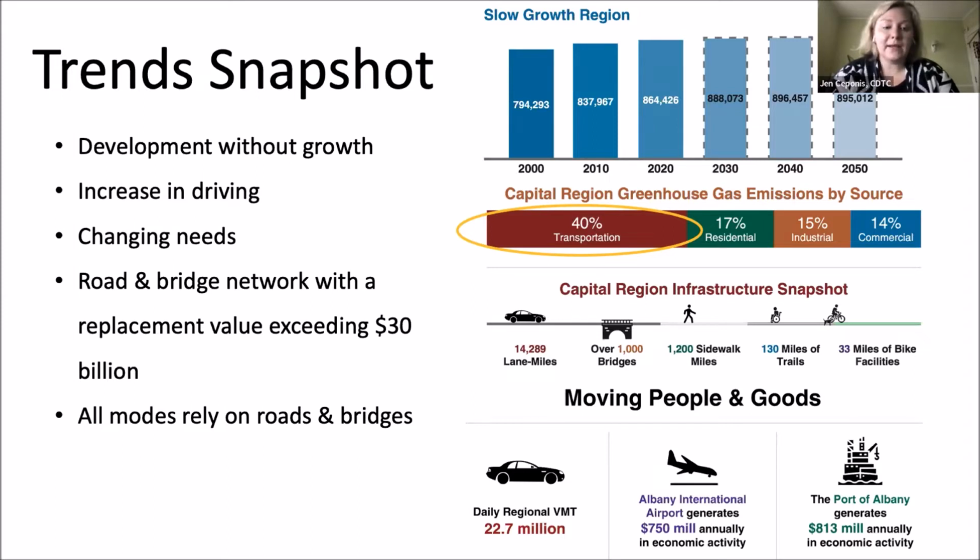And we have an extensive infrastructure network. We have over 14,000 miles of roadway, over 1,000 bridges, 1,200 miles of sidewalk, and over 100 miles of trails and other bike facilities in the region. And all of these are vulnerable to hazards, to incidents, and to other weather events. And we all rely on this large network to get to work, to get to school, to get to medical care, and to get to other services and to our family and other things in our communities.